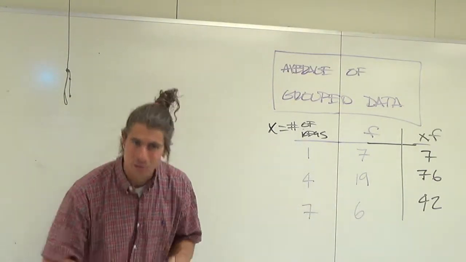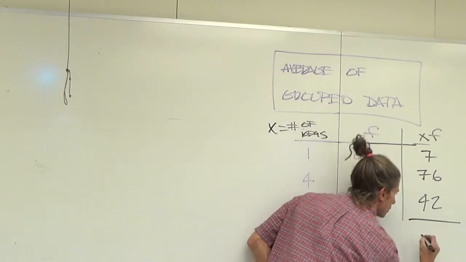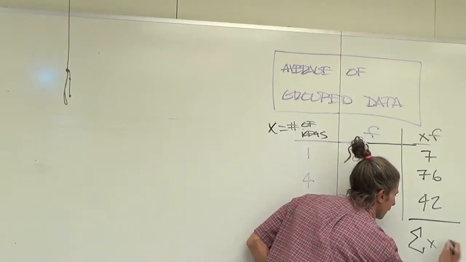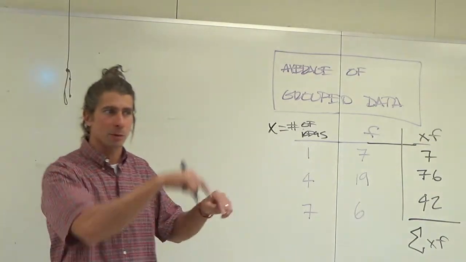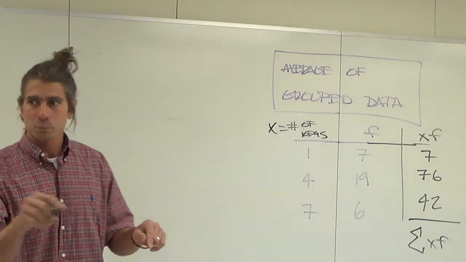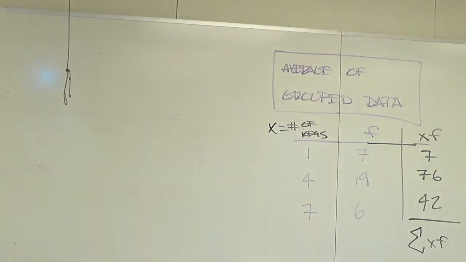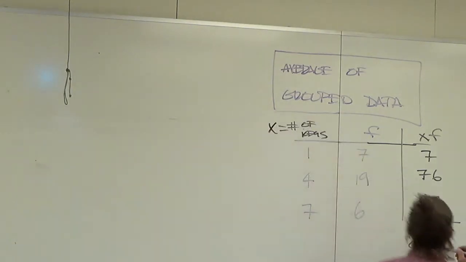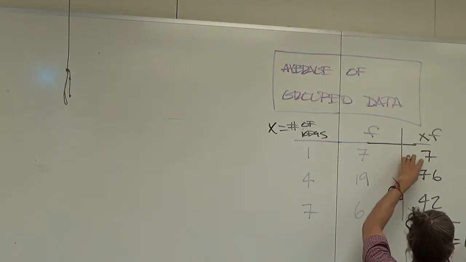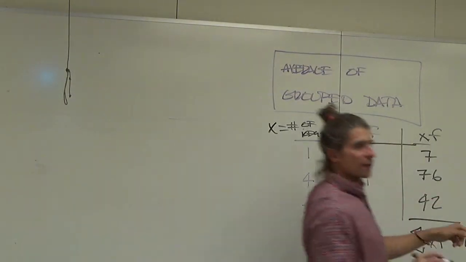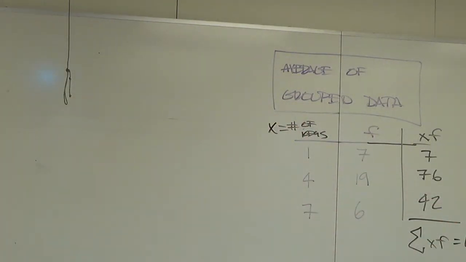So Madeline, the next thing you said, which I thought was pretty slick, was to add up that number. So just sum that up. Is it okay to put big sigma xf? Sure. What does big sigma mean again? Sum. Always means sum. Whenever you see that symbol, it means sum. It does save us some time. So we're going to add it up. We're going to get 125. What's that mean right there, 125? Number of keys. That's going to be the total number of keys in the class.